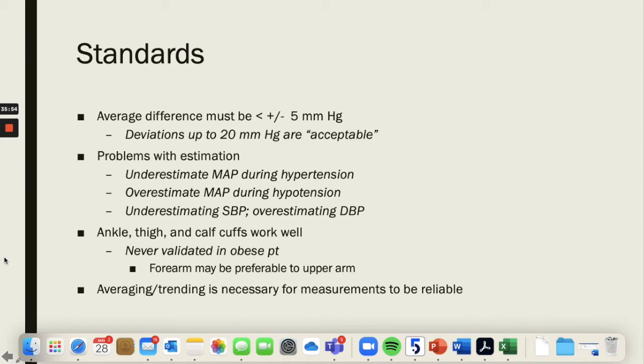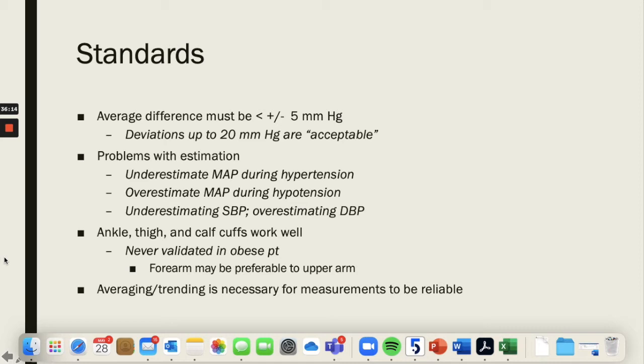Ankle, thigh, and calf cuffs actually work very well in patients. Studies have shown that they have worked very well in patients. And they should be used, however, these have never been validated in obese patients. So I probably would not use these particular sites in an obese patient.